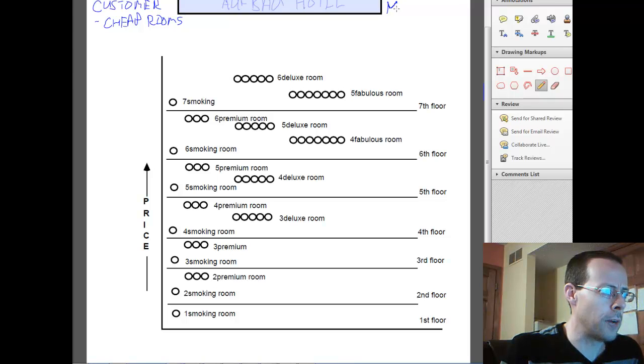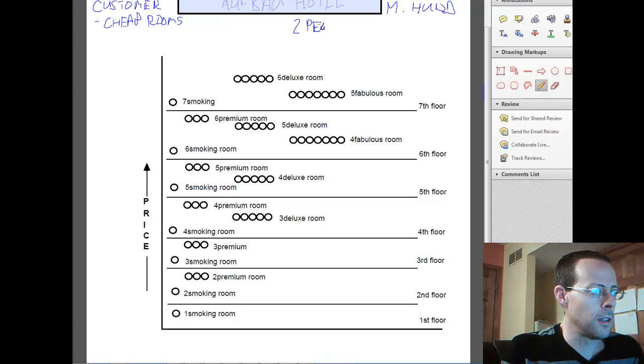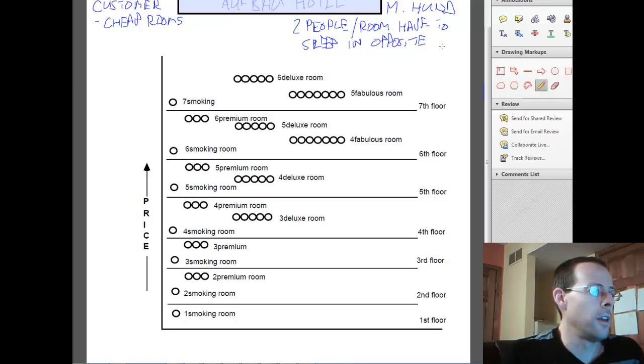Alright? So we have 2 crazy managers. Our first manager, we're just going to say M for manager, and his name is Hund. And Manager Hund, here's his deal. There are going to be 2 people per room. And if there's 2 people in the room, they have to sleep in opposite directions. 2 people per room, that's the maximum. That is Manager Hund.